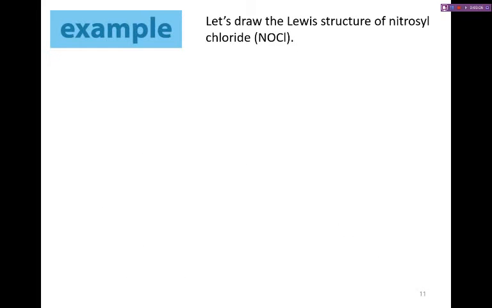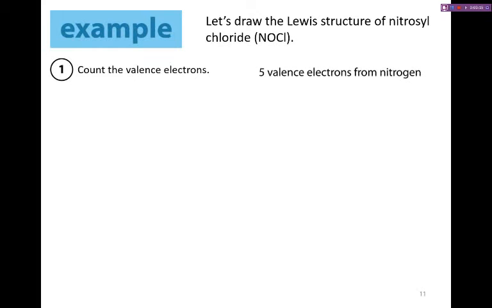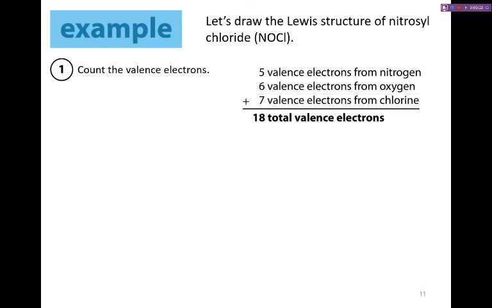So let's do an example of this with nitrosyl chloride. First step is to count out the valence electrons. You have 5 valence electrons from nitrogen, 6 from oxygen, 7 from chlorine. That gives you a total of 18 valence electrons.